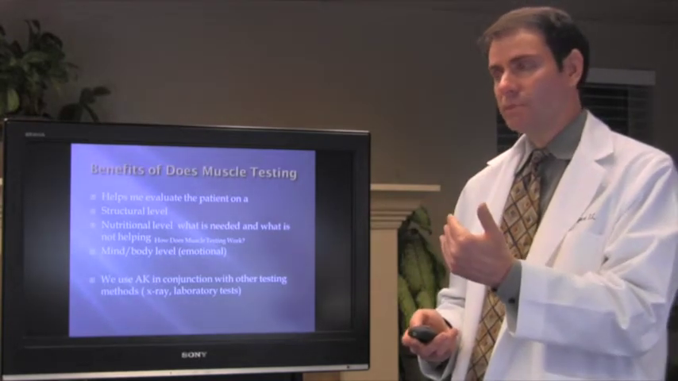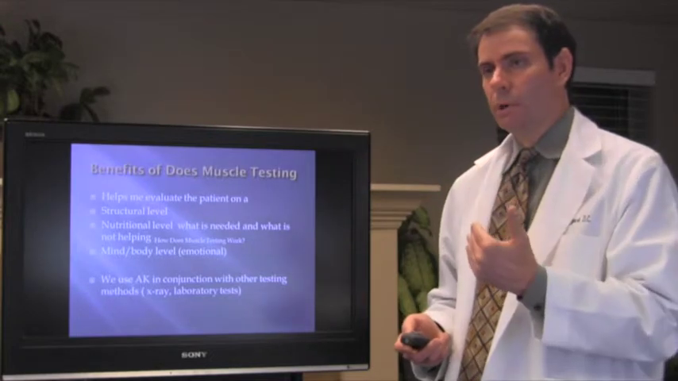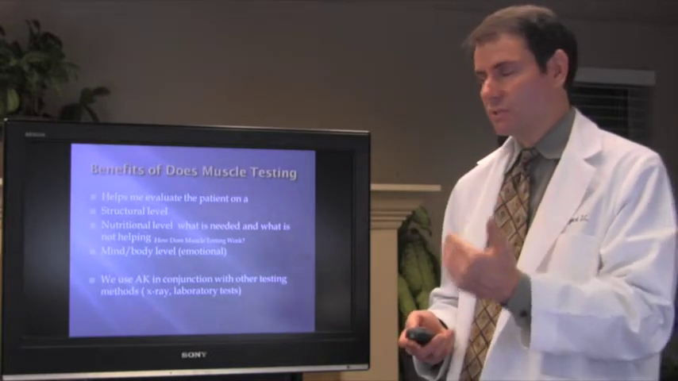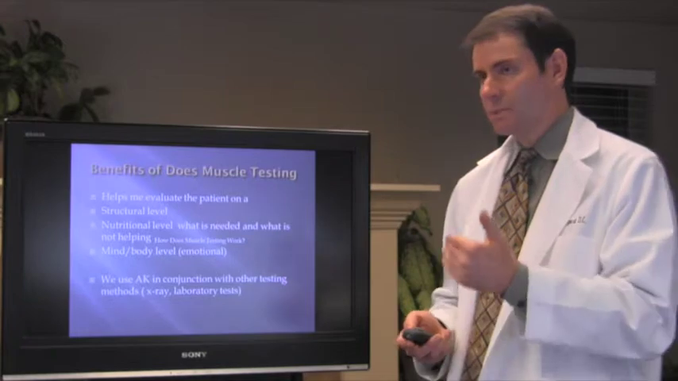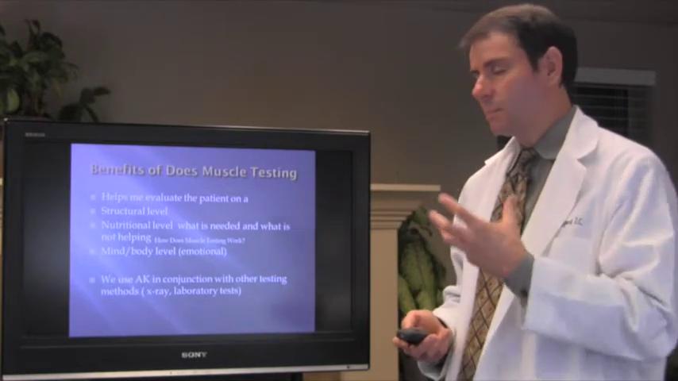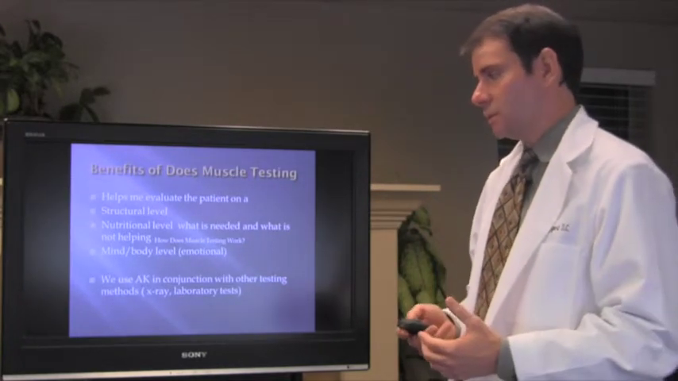Sometimes health problems have an emotional component to them, especially if patients have done a lot of things and it's still not improving. Sometimes there's a mind-body component. There's very effective ways that we deal with that.